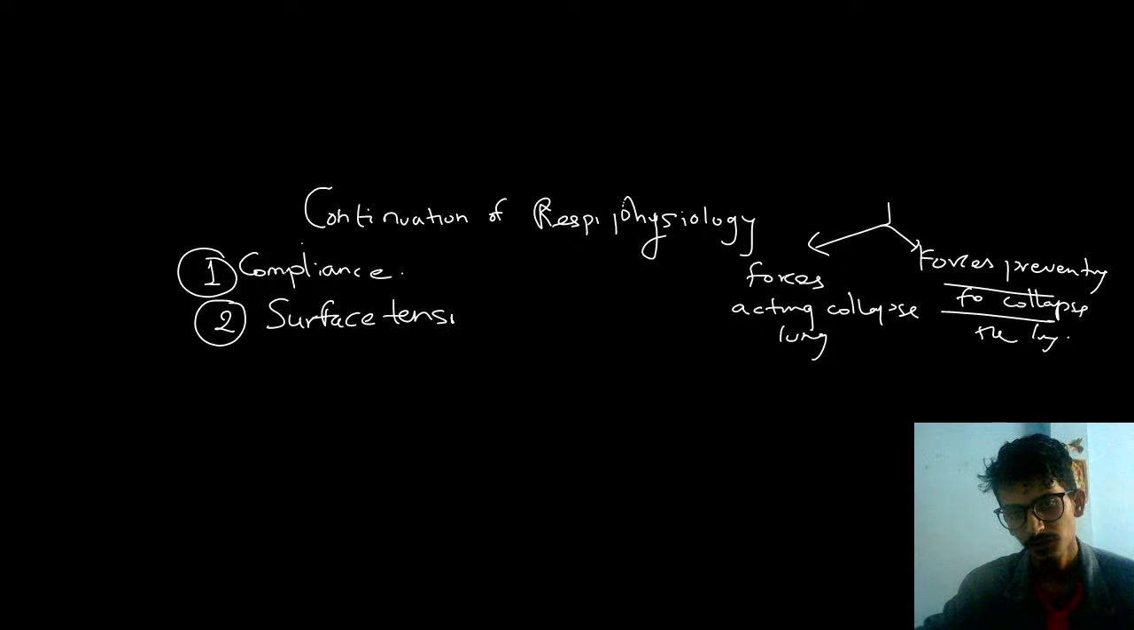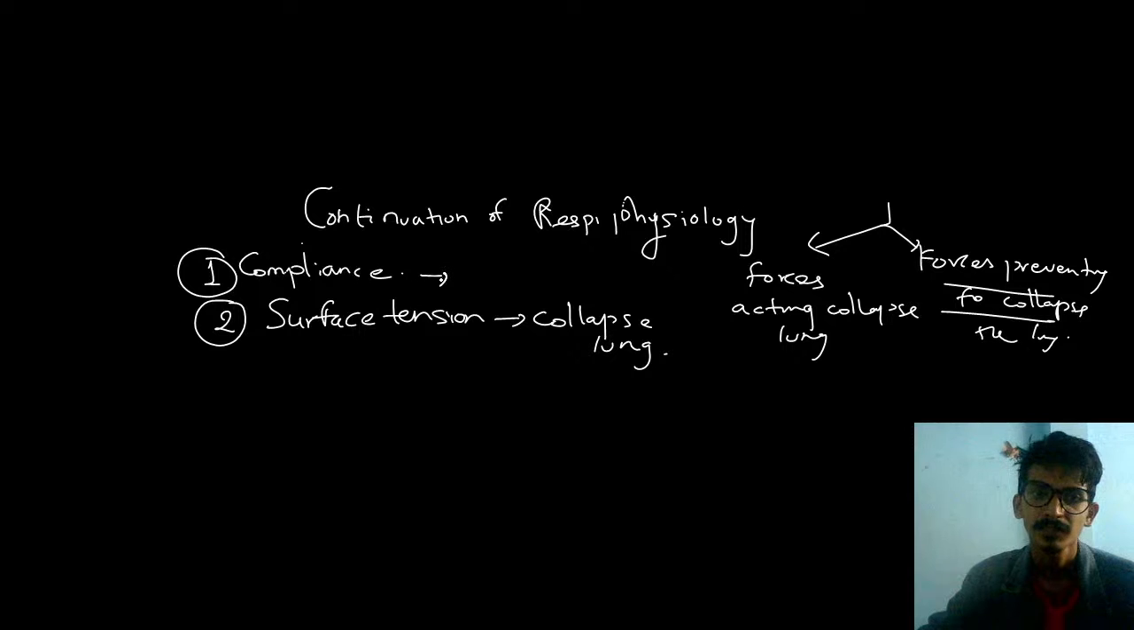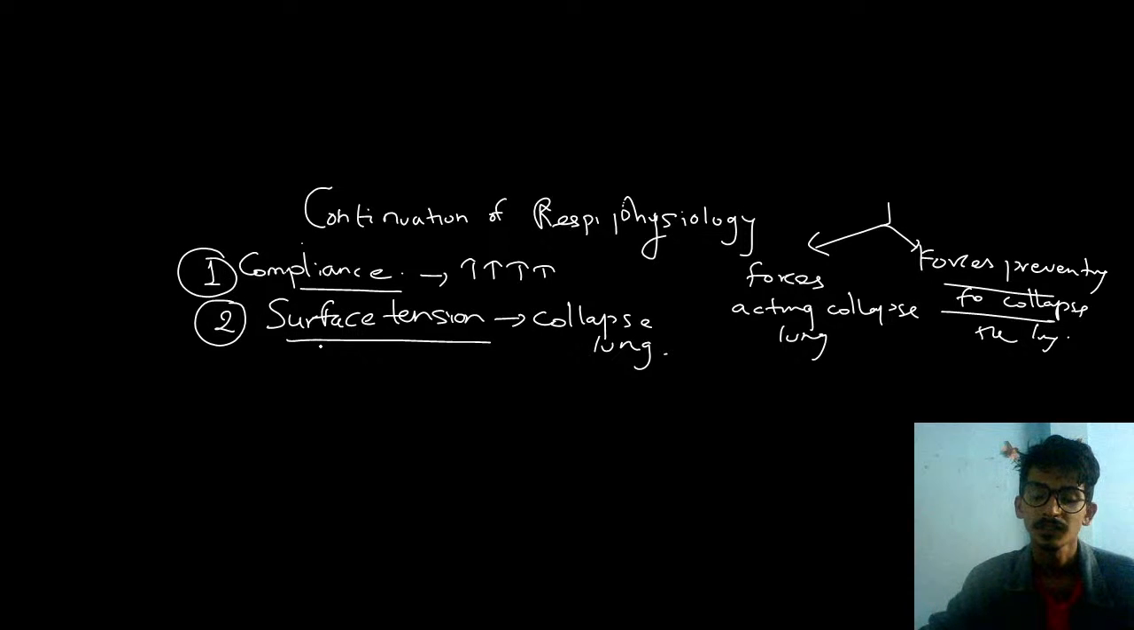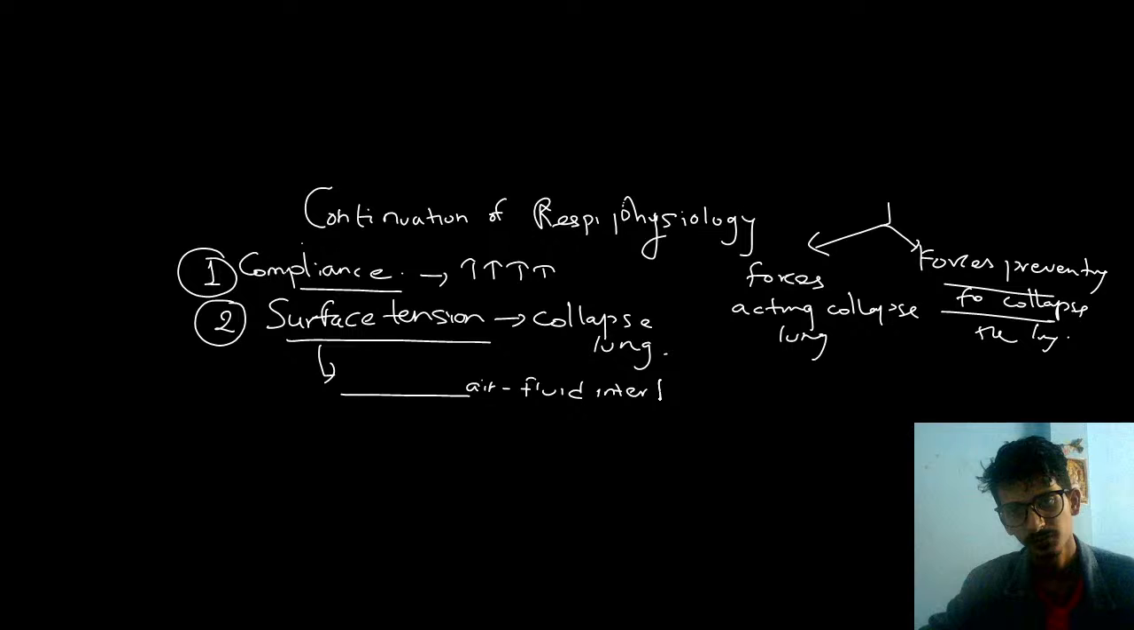Surface tension is a force which tends to collapse the lung. So compliance of the lungs is a factor which prevents the collapse of the lung, whereas the elasticity will try to collapse the lung. And surface tension is another very important force, which usually tends to collapse the lung. Surface tension is exerted in any air-fluid interface.